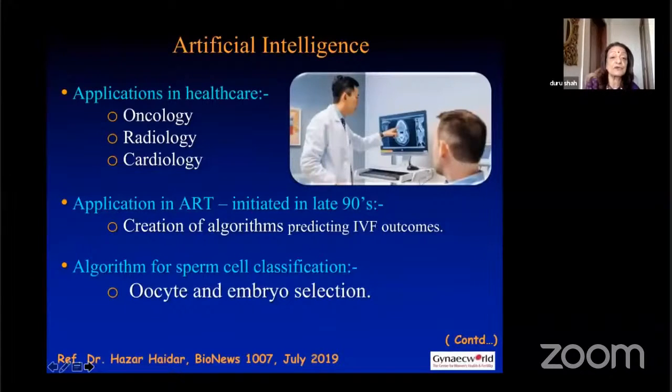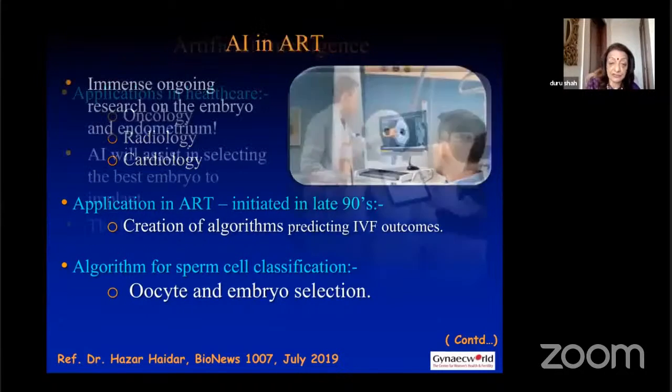It's already being used in oncology, radiology, cardiology, where all these technologies have been used, and then screening takes place, and the ones which are a little borderline or looking abnormal are then looked at by the specialist. The application was initiated in assisted reproductive technology in the late 90s, and they have created algorithms predicting what would be the outcome of that particular IVF cycle. The algorithms have also been used for sperm cell classification and for oocyte and embryo selection.